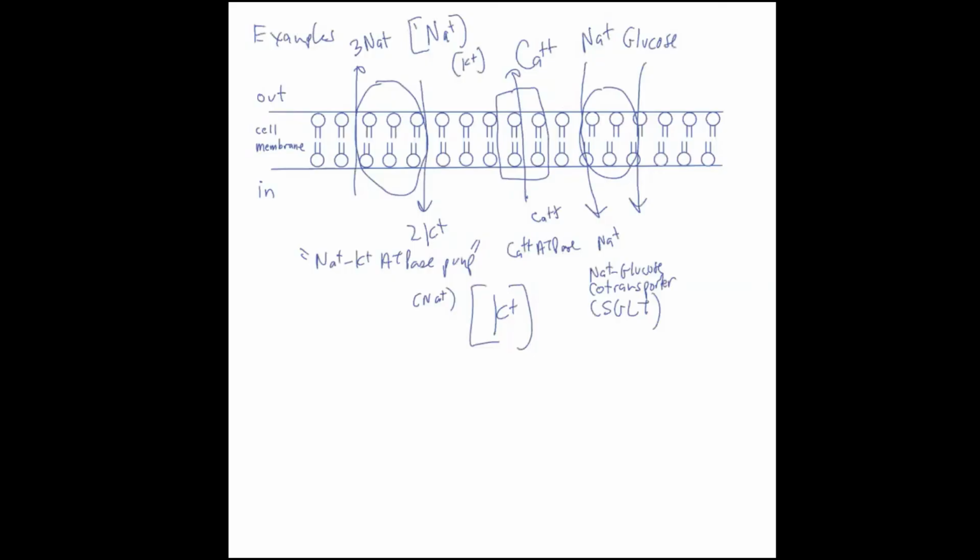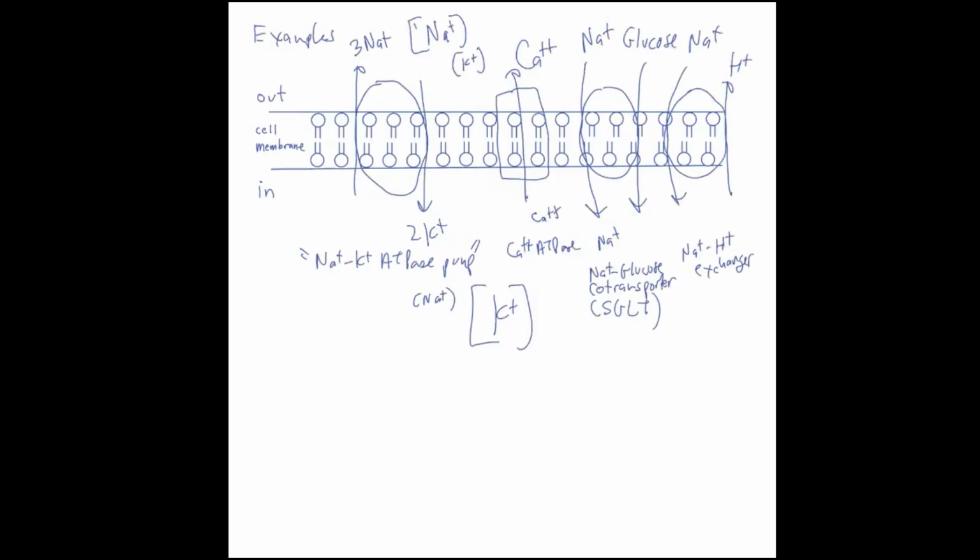Another example, finally, would be another sodium example, sodium going in down its gradient that was set up by the sodium potassium pump, and then a proton going out, okay? And this would be an example of a sodium hydrogen ion, what we call an exchanger. You see how we're exchanging sodium for protons, and then this is abbreviated NHE.